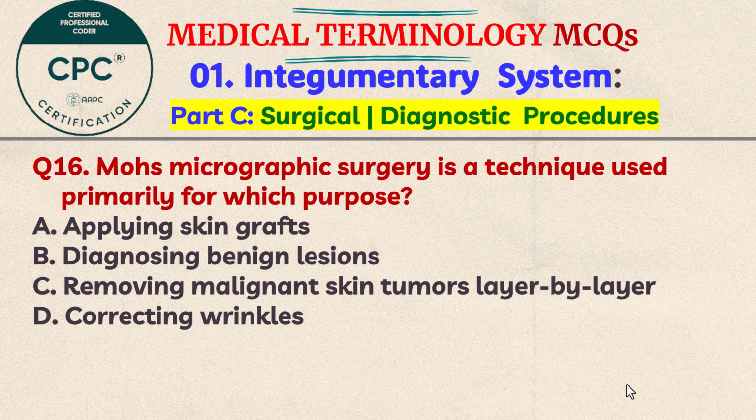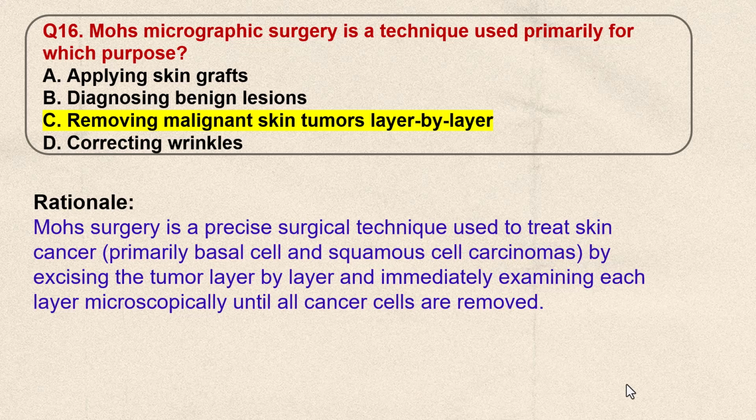Question number 16. Mohs microscopic surgery is a technique used primarily for which purpose? A. Applying skin grafts, B. Diagnosing benign lesions, C. Removing malignant skin tumors layer by layer, D. Correcting wrinkles. Think the answer. The correct answer is C. Removing malignant skin tumors layer by layer. Mohs surgery is a precise surgical technique used to treat skin cancer, primarily basal cell and squamous cell carcinomas, by excising the tumor layer by layer and immediately examining each layer microscopically until all cancer cells are removed.